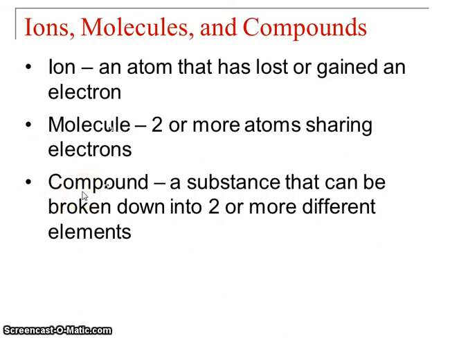A compound is very similar to a molecule. The only difference is that it has to have at least two different types of atoms. So now oxygen gas, O2, is a molecule, but it's not a compound because it's only got oxygen atoms. Whereas the sugar, the C6H12O6, would be both a molecule and a compound.